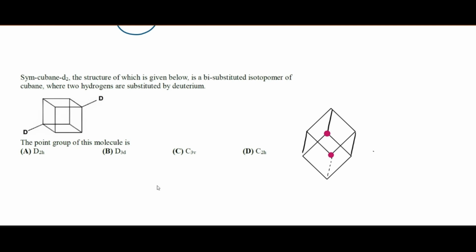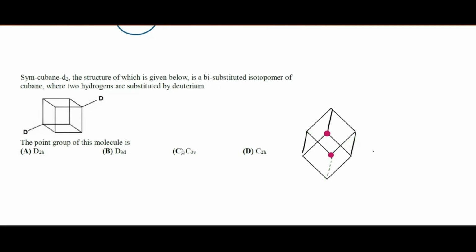Is this okay? Yes. Now can you identify the principal axis? See, the reason I showed you this angle is that this is substituted at opposite corners, like a body diagonal, with both ends substituted. And the principal axis over here is actually D3.